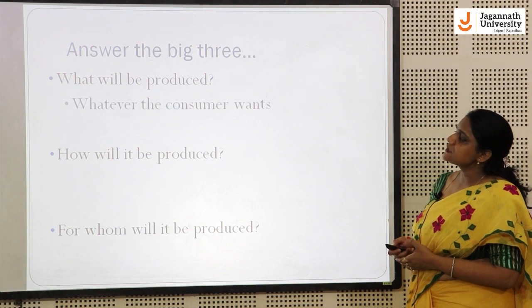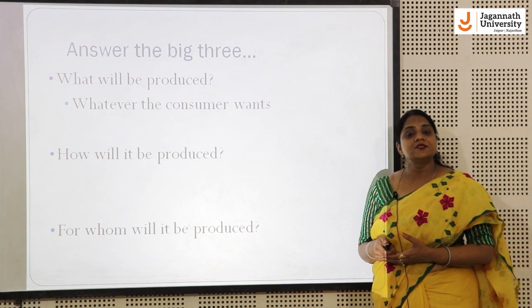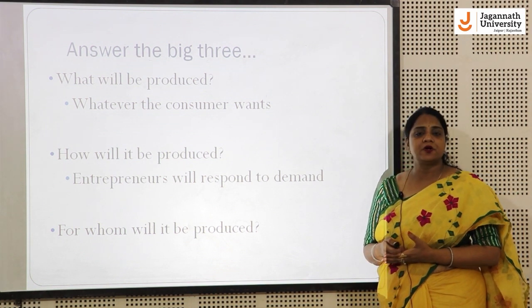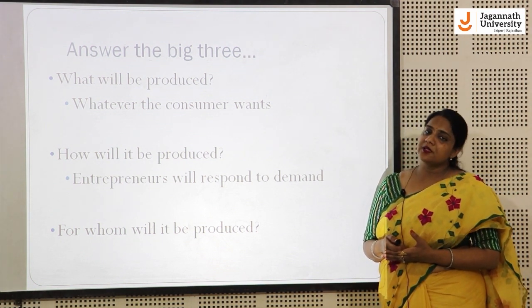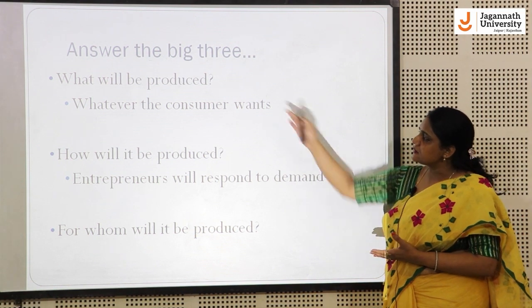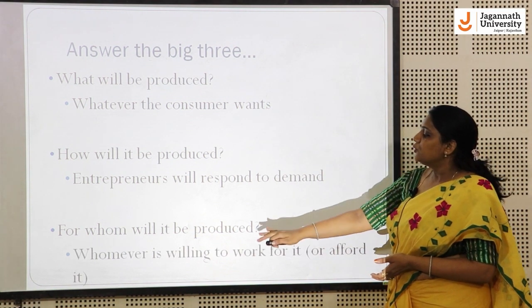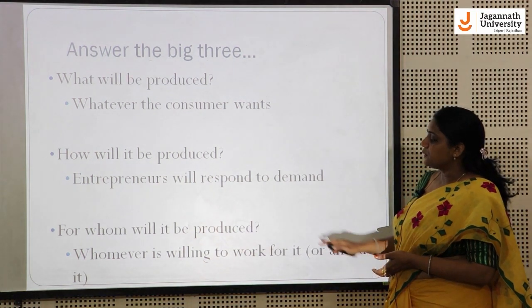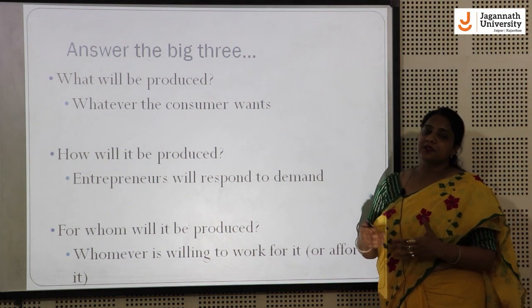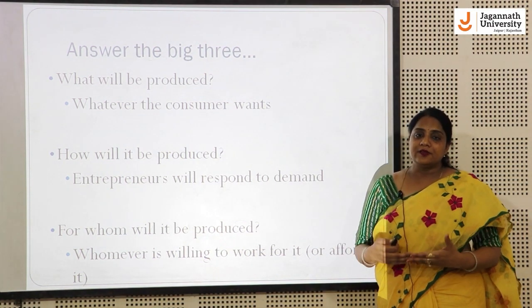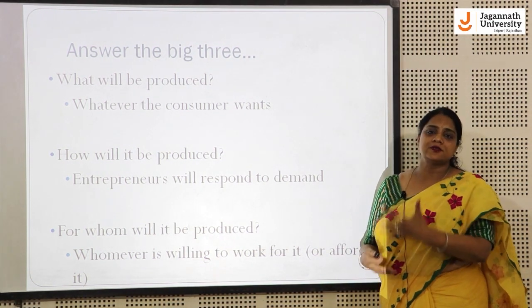The big three questions: what will be produced? Whatever the consumer wants. How will it be produced? The entrepreneurs will respond to demand. The producers or the entrepreneurs will respond to that demand which the consumer wants. And for whom will it be produced? Whoever is willing to work for it or can afford it. So basically the production of goods and services is for the consumers who can afford it, and have the willingness and ability to purchase those products or services.